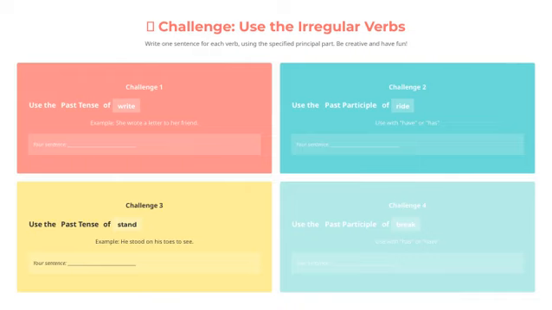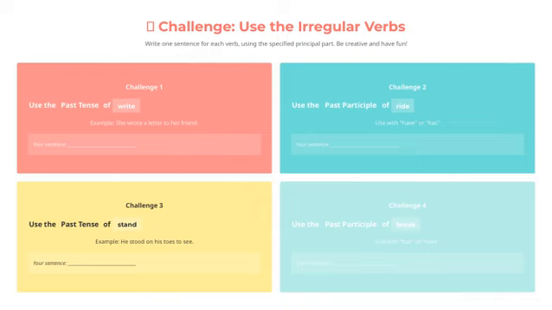Next, challenge 2 asks us to use the past participle of ride with have or has. For example, I have ridden my bike today. Your turn, come up with your own sentence using that form. Moving on, challenge 3 is to use the past tense of stand. An example here is, he stood on his toes to see. Now, craft your own sentence with the past tense of stand.